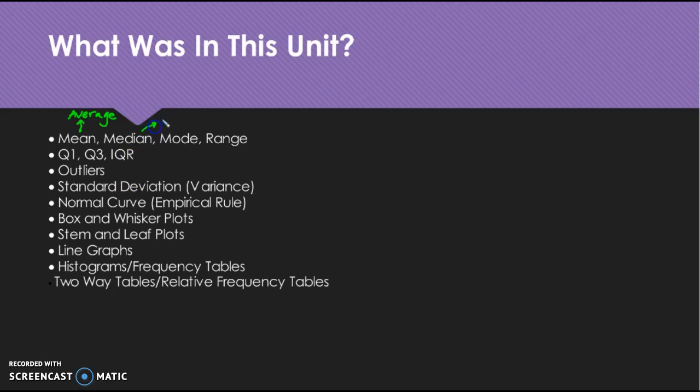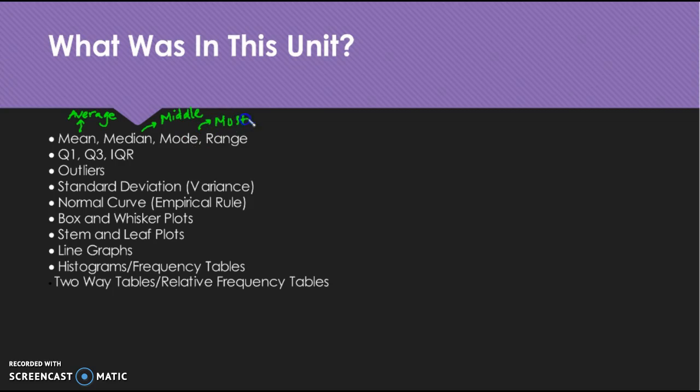The median is the middle. Remember, for the median, it needs to be in numerical order, and you cross off from the outside and work your way down to the inside. And whatever's in the middle is your median. And then if you have two numbers, you take the average of those two to find the very middle of that data set. The mode is the one that occurs most often.